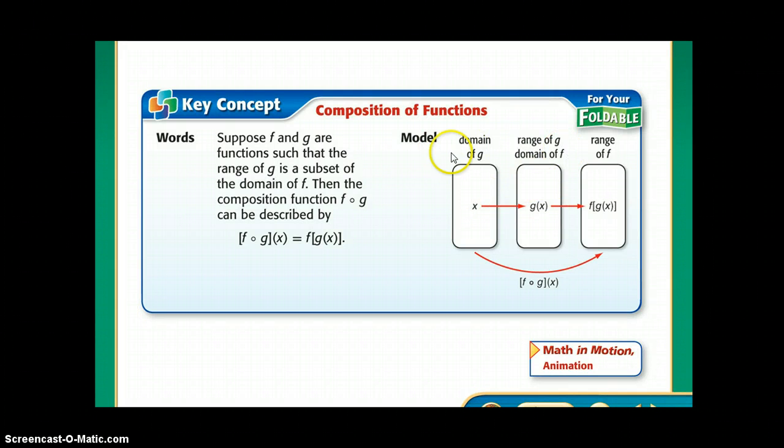So what this is showing is kind of what I was just talking about. The domain of g, the input, is x. You kick it out and get an output, or the range of g, which is actually equivalent to the domain of f. That becomes your new input of f. And now the range of f is f of that range of g. So whatever you got for g of x becomes your new input for f.